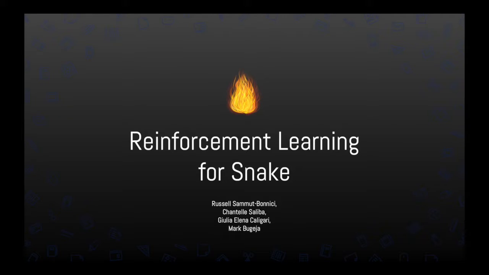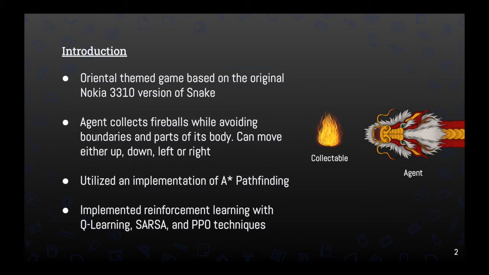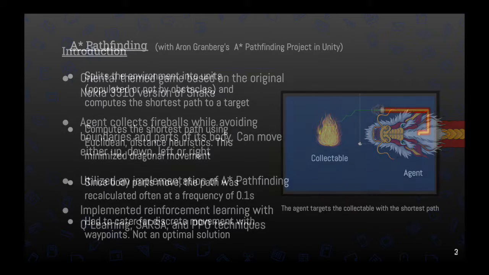Today we will be talking about reinforcement learning for Snake. So, we developed a video game clone of the original Snake game. Here, the player or agent must target collectibles while avoiding its tail and the boundaries of the environment. A-star pathfinding was used as an example of how the agent can play the game imperatively by being told what to do. We then implemented various reinforcement learning techniques to expand on this, demonstrating how the agent can learn how to play the game by itself.